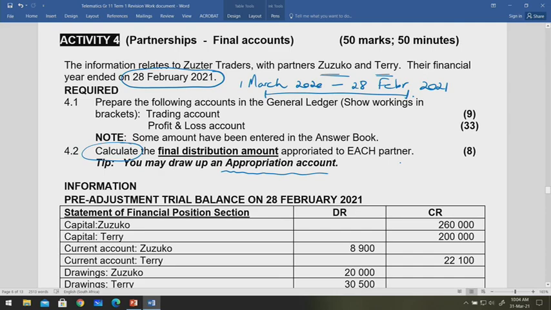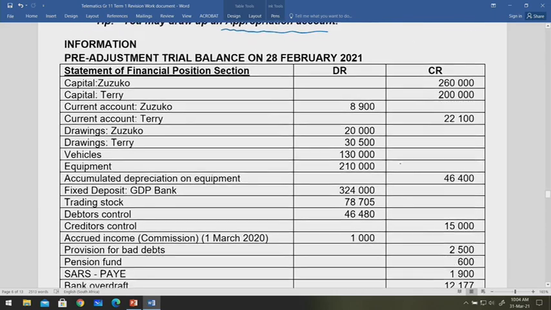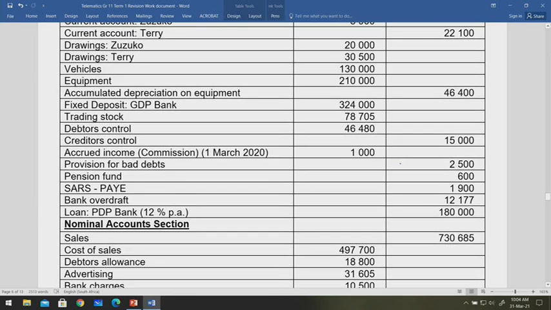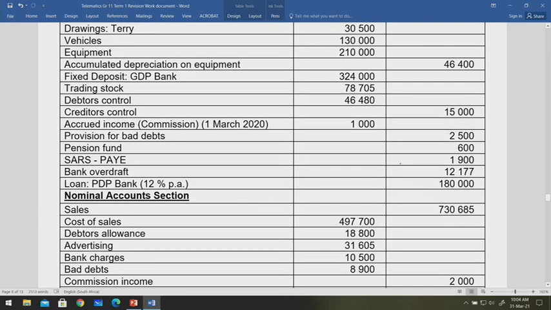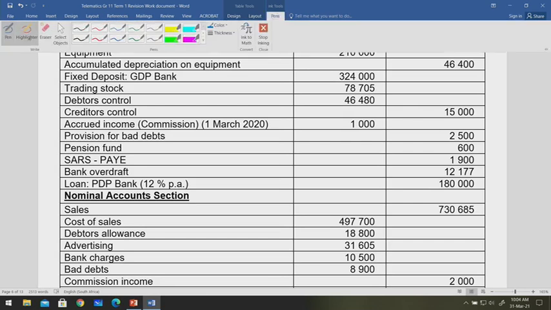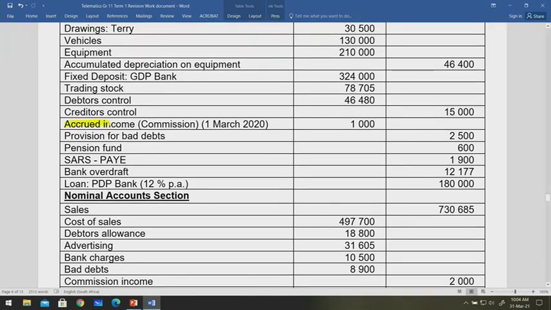Read through the information quickly that they give you, the capital, current accounts, drawings, vehicles, accumulated, there's a fixed deposit, trading stock, debtors. There is something strange on a pre-adjustment trial balance. Remember now, pre-adjustment trial balance is before we've made any adjustments and there's already accrued income. Then they tell us that is on the 1st of March. When is 1st of March? Beginning of the year. So there's 1,000 rand. When we get to that adjustment, we will see this was a reversal that was not done.